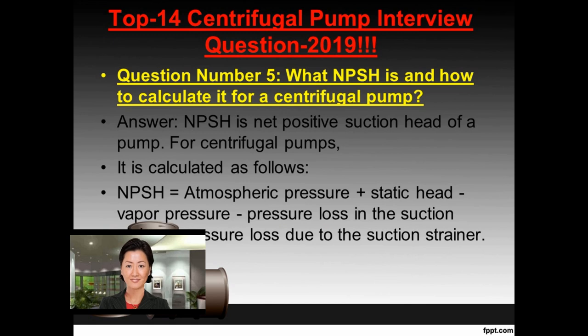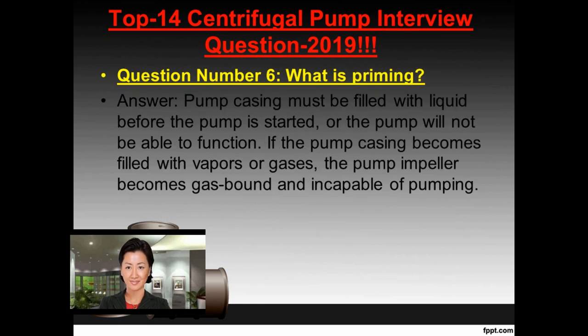Question number 5. What is NPSH and how to calculate it for a centrifugal pump? Answer. NPSH is the net positive suction head of a pump. For centrifugal pumps, it is calculated as follows. NPSH equals atmospheric pressure plus static head, minus vapor pressure, minus pressure loss in the suction piping, minus pressure loss due to the suction strainer.